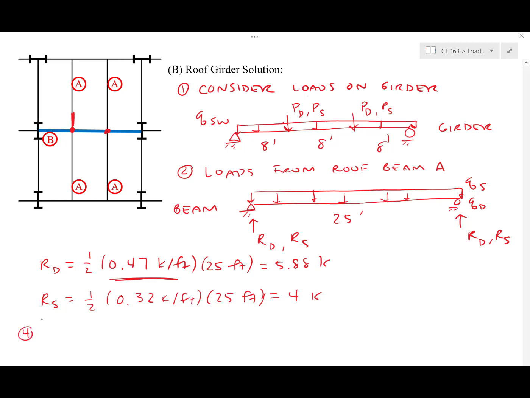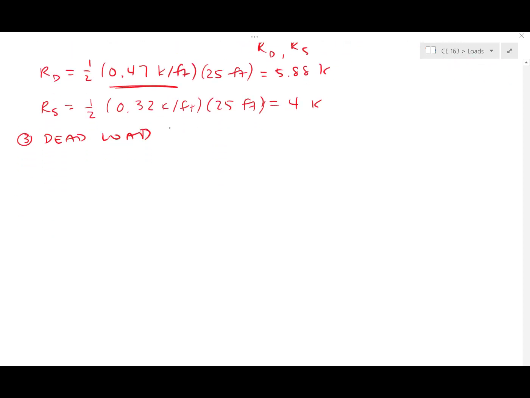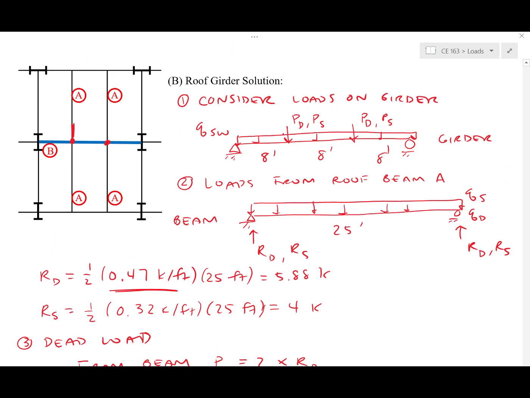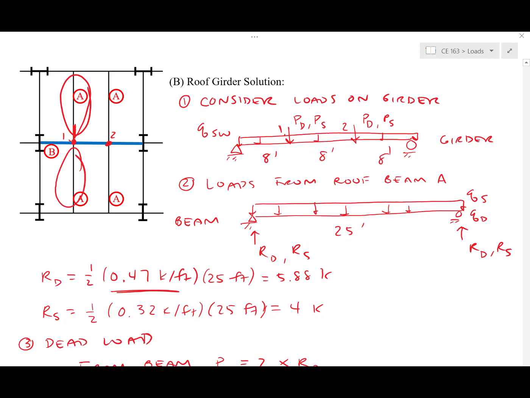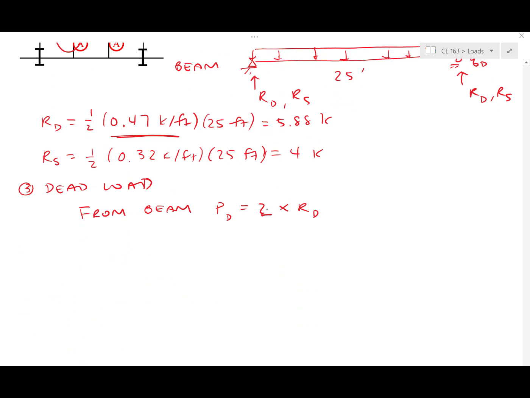So let's look at the dead load first. Actually calculate P sub D. Right. From the beam, P sub D is going to be 2 times R sub D. Right. It's simply 2 times, not because there's 1, 2 along the length. It's because I have this beam A framing into that point that has a reaction of R sub D, and I have this beam framing in at that point, point 1, causing the reaction R sub D. So 2 of them, each with their own reactions equal to R sub D, are framing in at 1 point. So that is why I'm multiplying by 2 right here. Alright, so that is going to give me 11.8 kips.